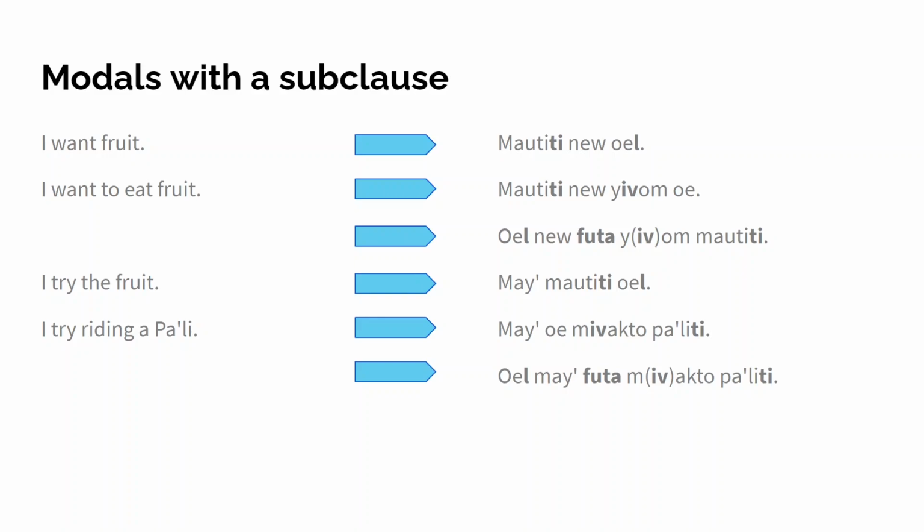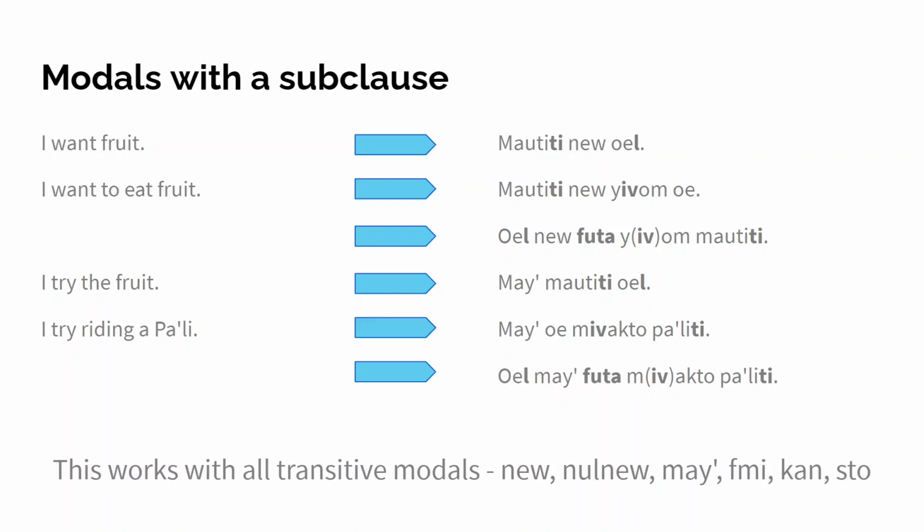One other example would be, I try the fruit, my mautiti well, and if you then say, I try writing a patli, you can do both. You can say, mai oe mi vacto patliti, or well mai futa mi vacto patliti. So this works with all transitive modals, neo, no neo, mai, fmi, can, sto. They can all also be used as normal transitive verbs.